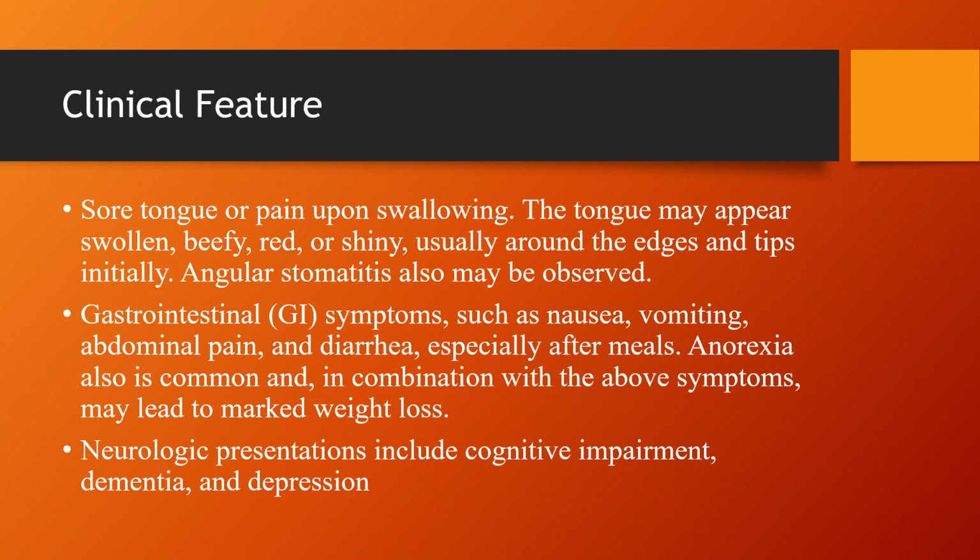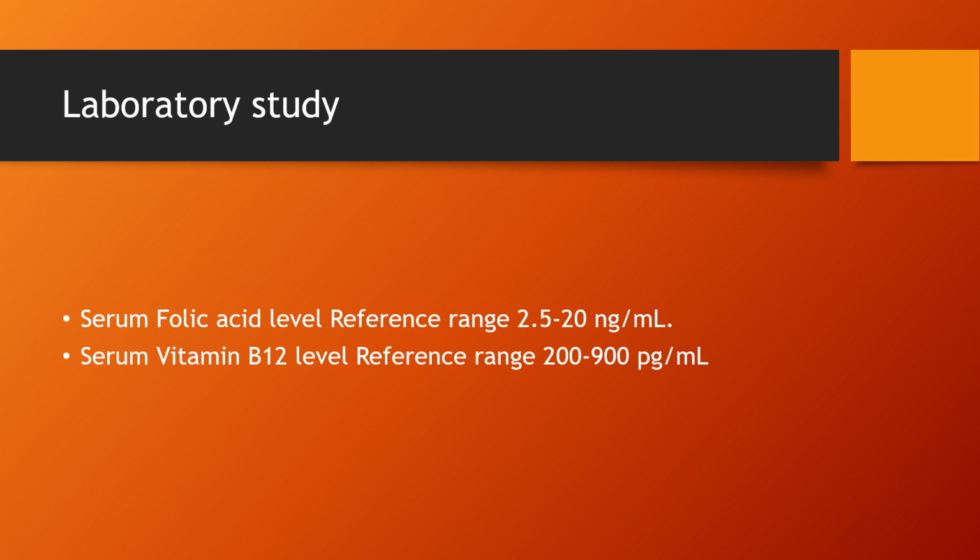Neurological presentations include cognitive impairment, dementia, and depression. The neurological presentation is common when it's seen with vitamin B12 and folic acid deficiency. So the lab study we do is the serum folic acid level, and the reference range is between 2.5 to 20 nanograms per milliliter. Most of the patients with folic acid deficiency can also be deficient in vitamin B12, so you also check the serum vitamin B12, and the reference range for serum vitamin B12 is 200 to 900 picograms per milliliter.